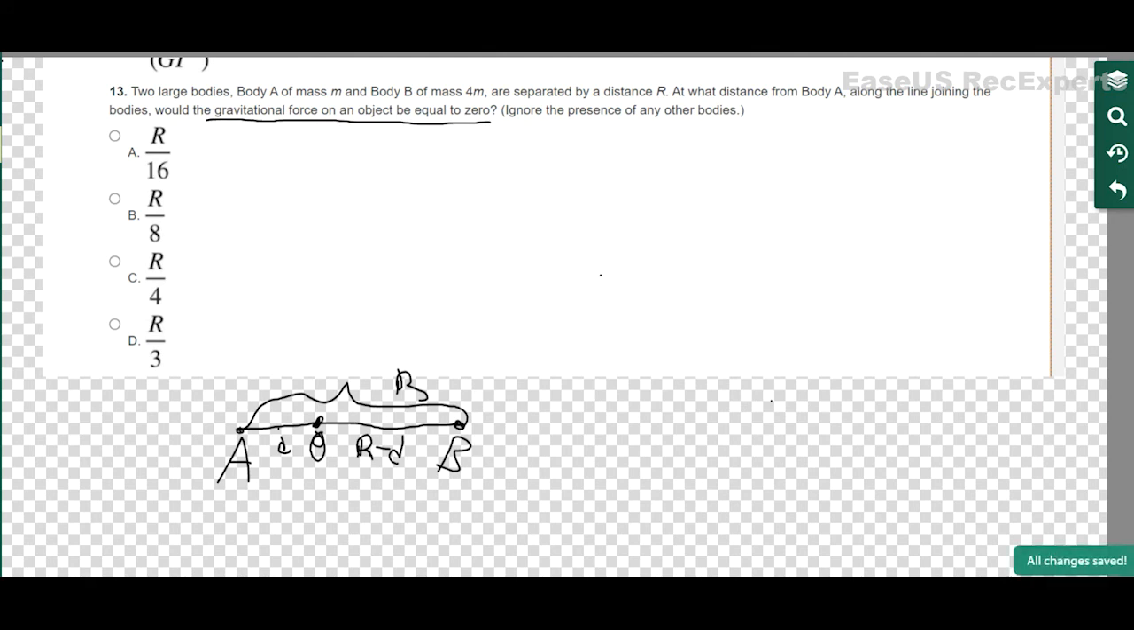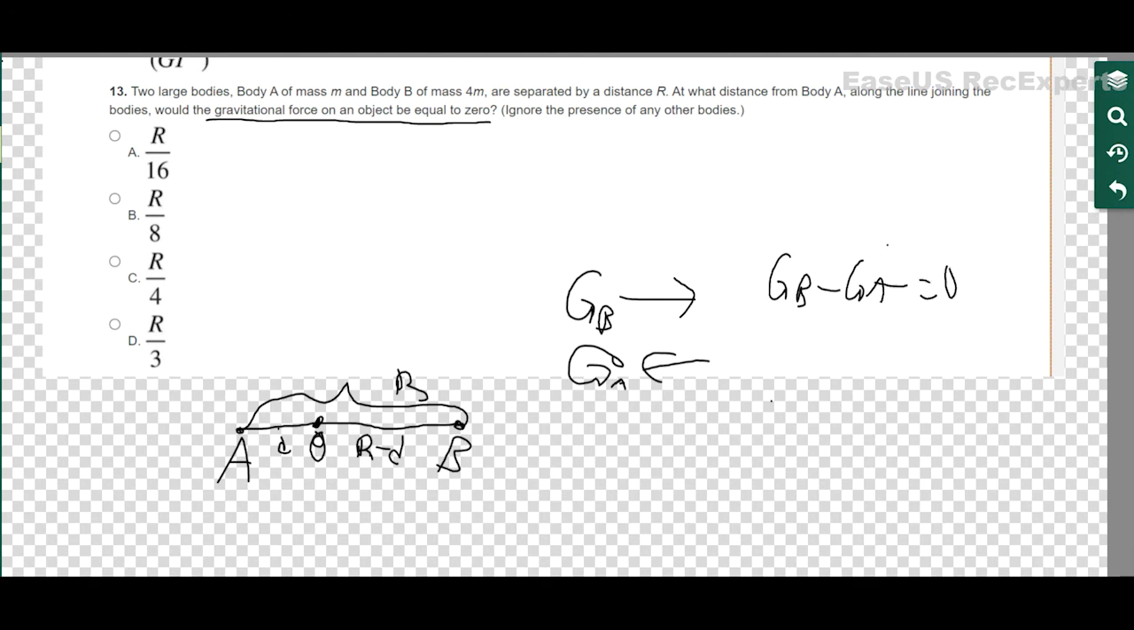So we have two forces acting upon it: GB pulling this way and GA pulling the other way, the gravitational forces of body B and body A. They will be opposing, so you want GB minus GA to be equal to 0. You can move GA to the other side to get GB equaling GA.